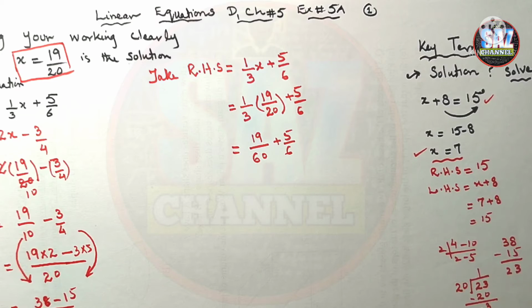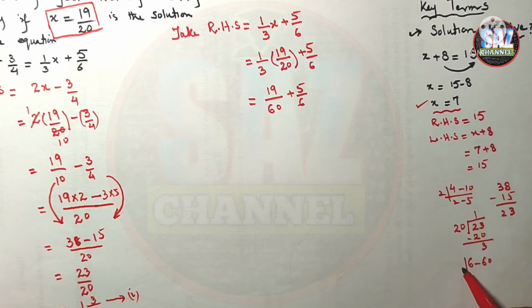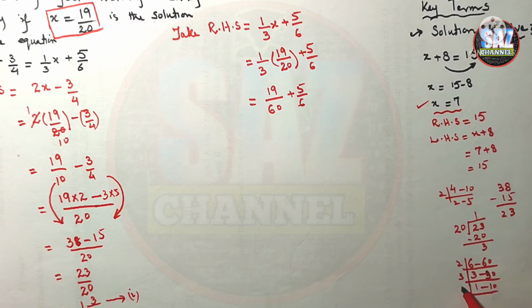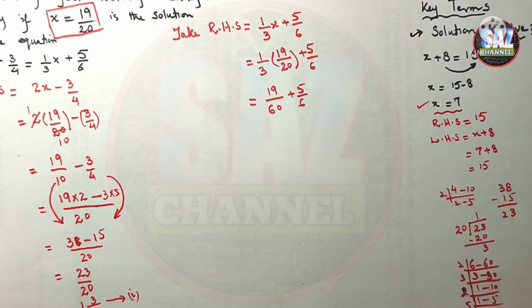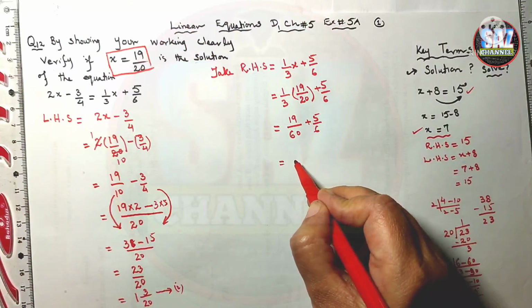Now let me check the LCM again. 60 and 6. 2 threes are 6, 2 tens are 60, so let me complete the process here. 2 one times and 5 one times. 5 twos are 10, threes are 30, twos are 60. So 60 is the LCM here.